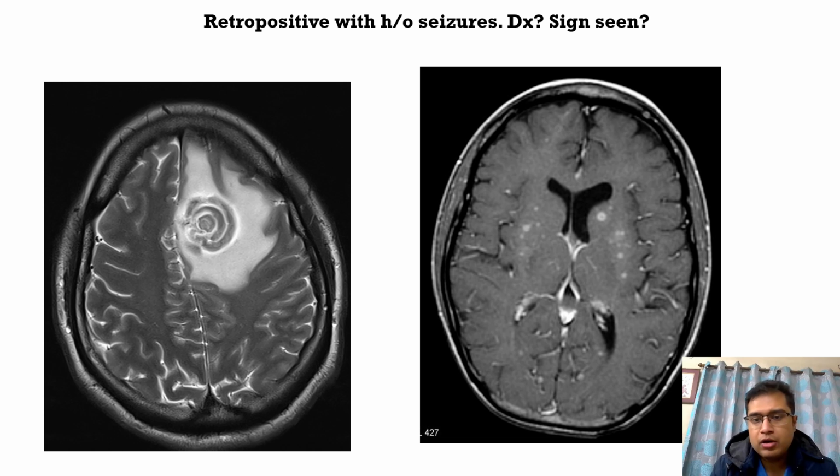In a retropositive patient, there is concentric involvement, that is hyperintensity, hypointensity, hyperintensity, a concentric lesion along with extensive edema, and ring enhancing lesions in the bilateral basal ganglia. So the diagnosis is actually very clear in this case, that is toxoplasmosis.